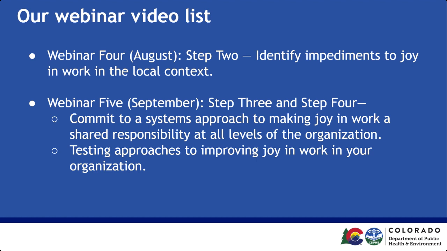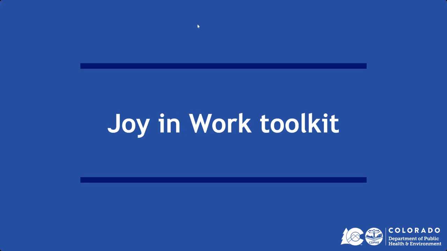Step 2 will be the next one, where we identify impediments to joy in work in the local context, or those barriers. And then the next video will be steps 3 and 4. You're going to commit to a systems approach to making joy in work a shared responsibility at all levels of the organization. And then we're going to talk about testing approaches to improving joy in work in your organization.